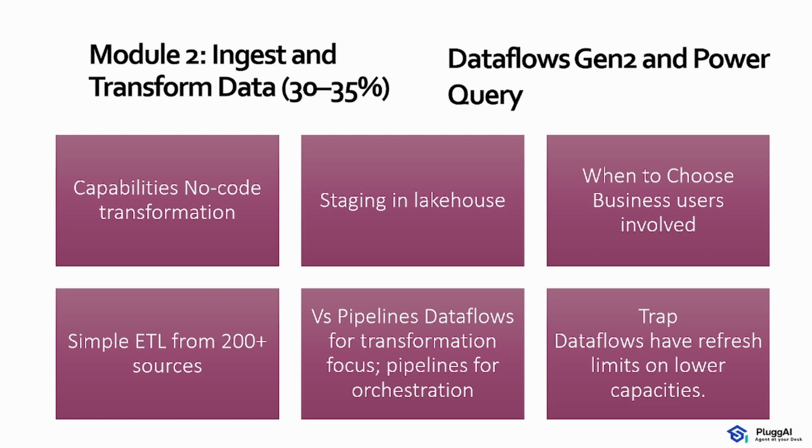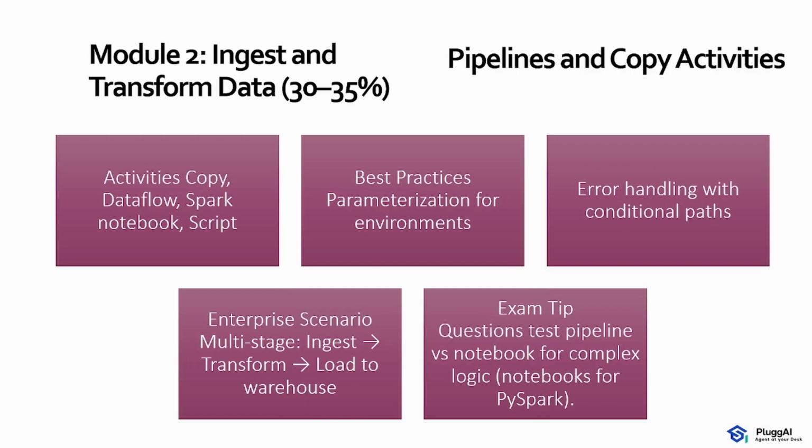When to pick dataflows over pipelines, transformation-heavy, user-friendly flows. Staging always lands in Lakehouse tables. Limits, lower capacities have refresh constraints, so production-heavy lifts go elsewhere. Versus pipelines, dataflows focus on transform. Pipelines orchestrate multiple steps. Common exam trap, thinking dataflows replace pipelines entirely. Nope, they're complementary. Now, pipelines and copy activities.